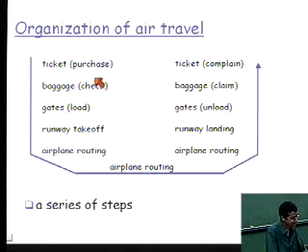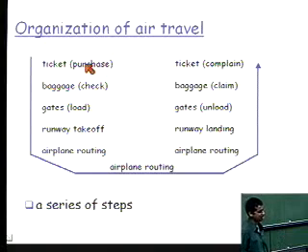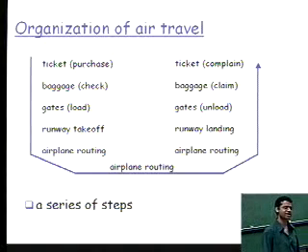So by isolating responsibilities and services offered between different steps, you can optimize each step independent of the other. So if you change something in the ticket purchase process, if you try to make it better, that will not affect the takeoff process.